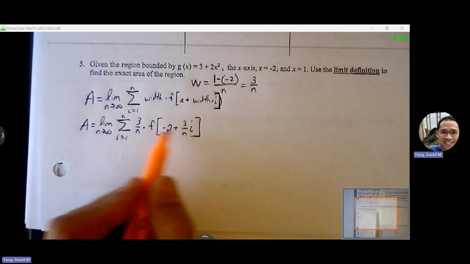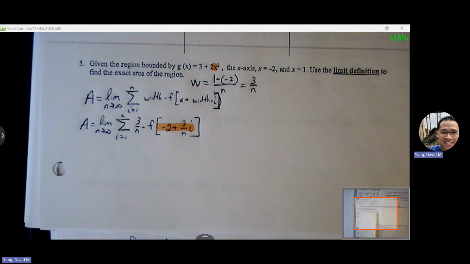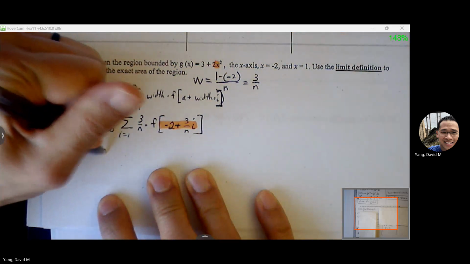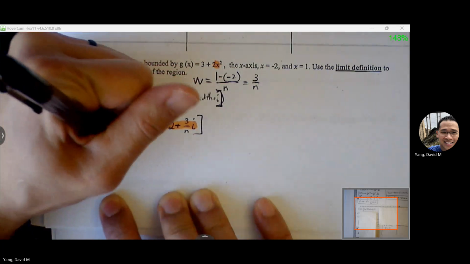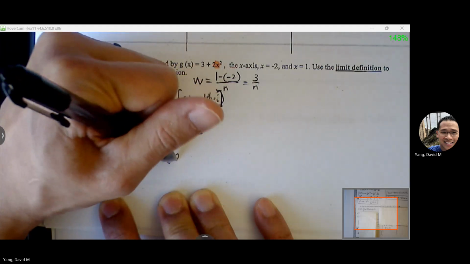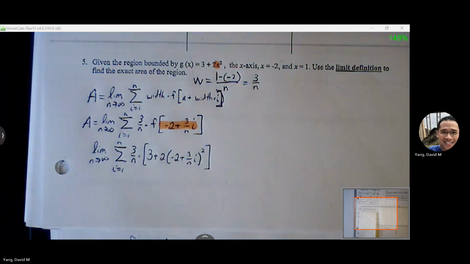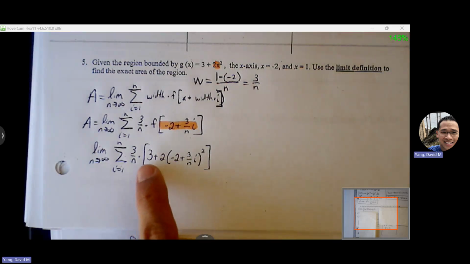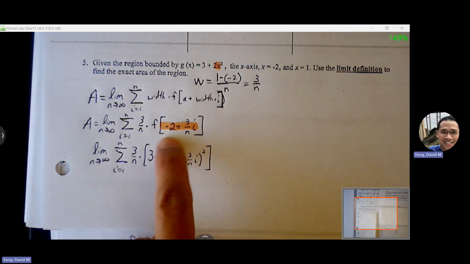Right, next step, we want to get this out of function notation. So all this is going to go in place of the x of my function. My function is 3 plus 2x squared, and I'm just replacing the x with my entire argument.